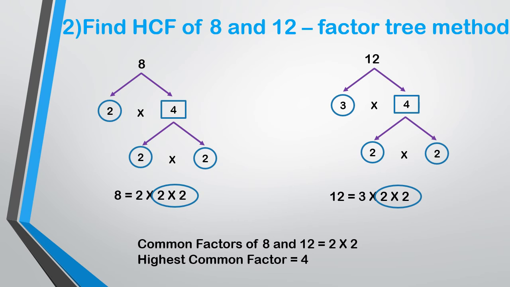So this is the second method. In the first method, we need not draw the factor tree. But in this method, we have to draw the factor tree and find out the HCF. You can use any method to solve sums. You can use the factor tree method, otherwise the normal method also.